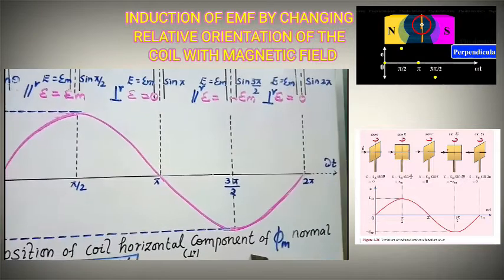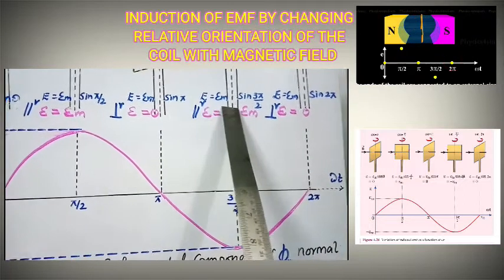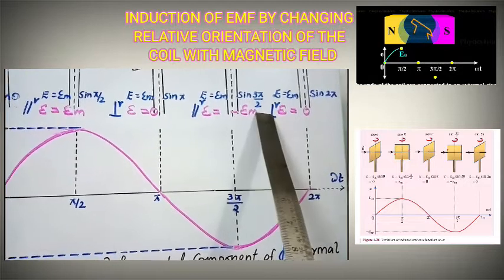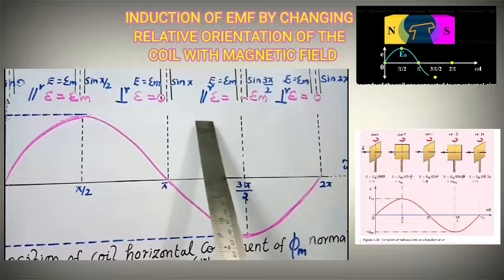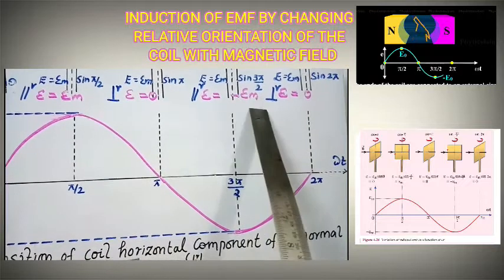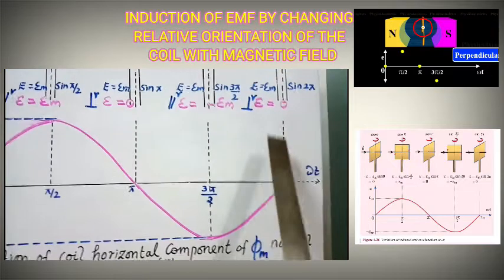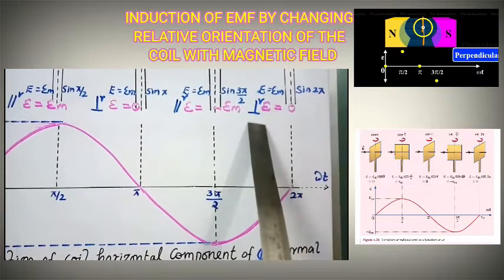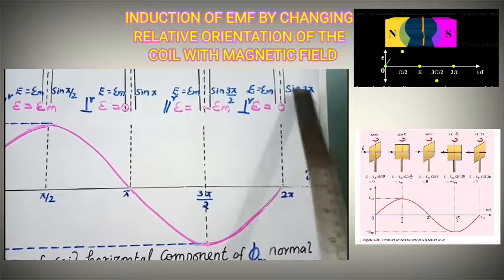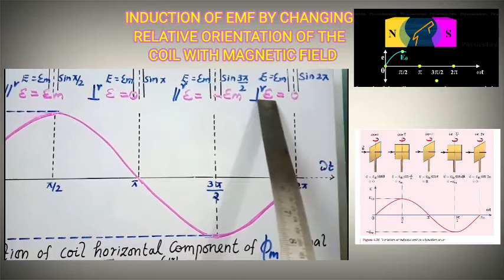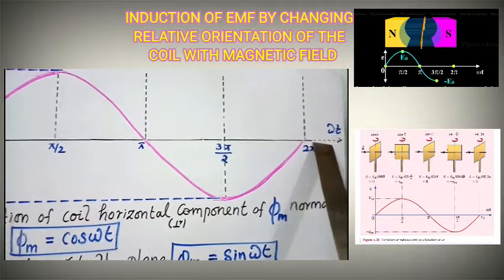The coil rotates to the position parallel to the field. E is equal to Em sin 3 pi by 2. The position is 270 degrees. E is equal to minus Em, the maximum value in the negative direction. Then the position of the coil is perpendicular again. E is equal to Em sin 2 pi, sin of 360. The EMF is equal to 0.